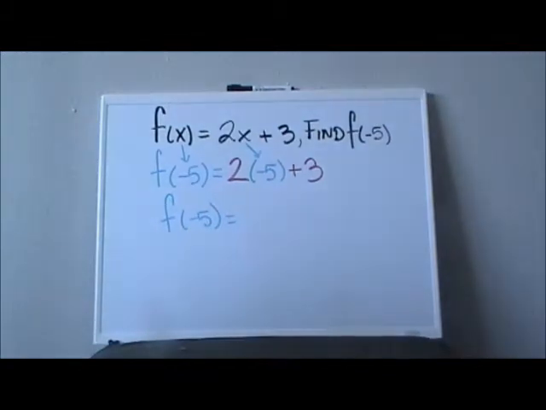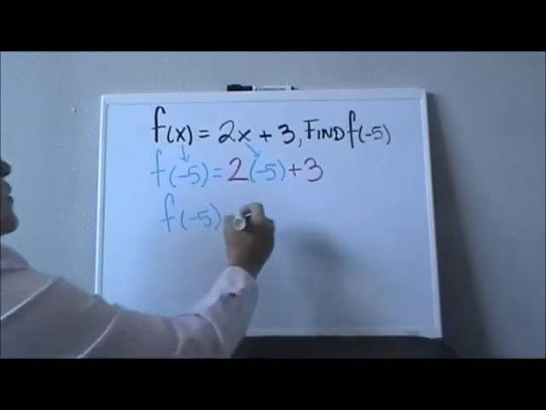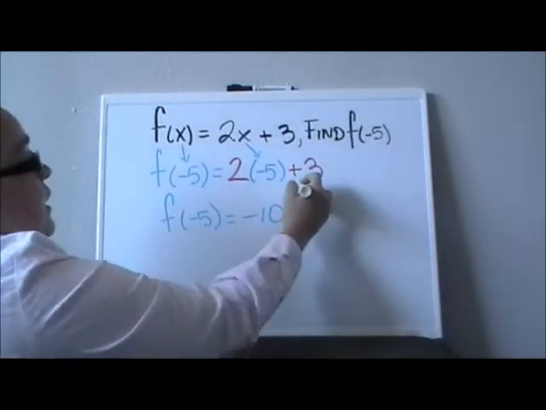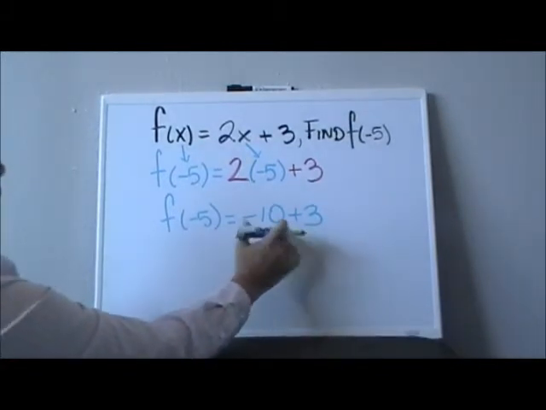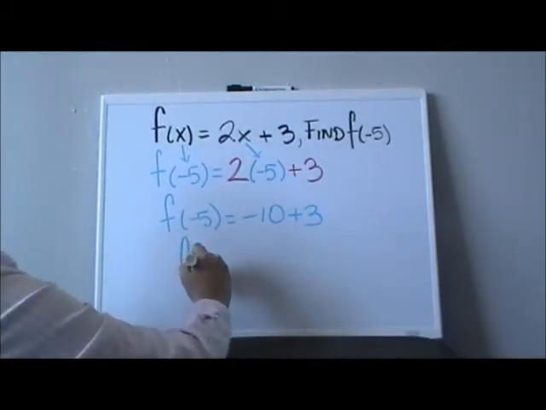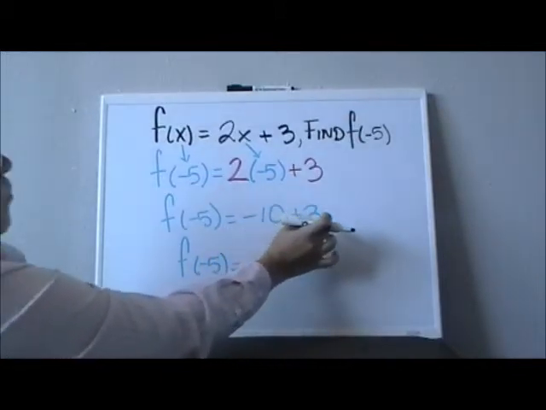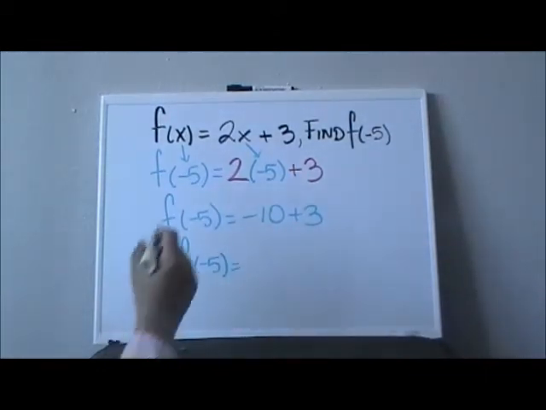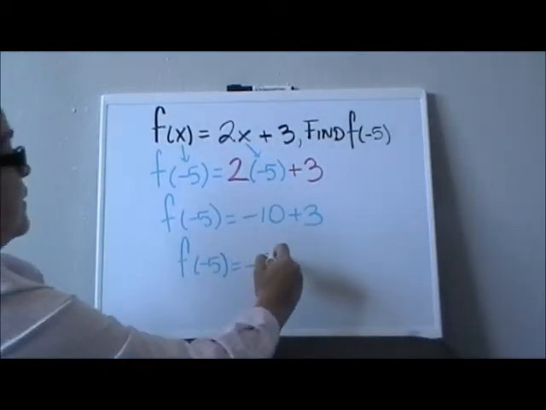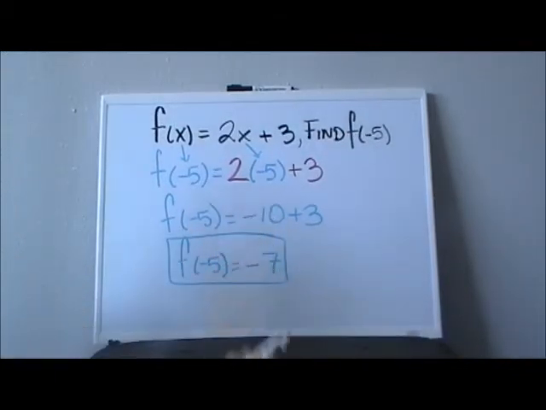So I know parentheses first, so this is what I have to do. 2 times negative 5 gives me a negative 10. And the plus 3, I'll just drop it. This is what I have to do now. So I say again, f of negative 5 equals negative 10 plus 3. Negative 10 plus 3 gives me a total of negative 7. And this is the value of f of negative 5.